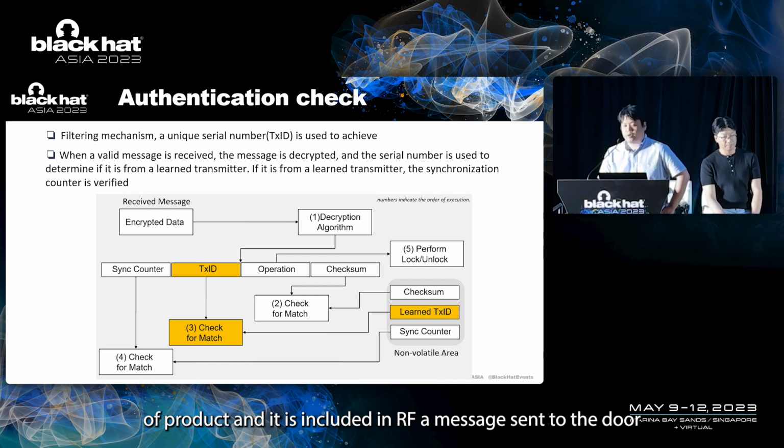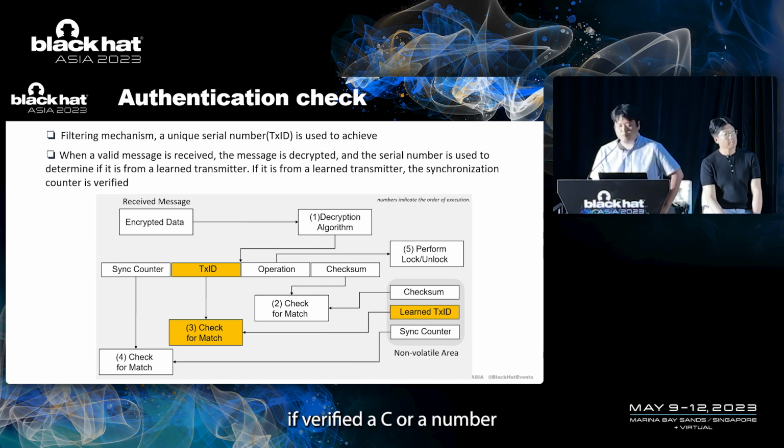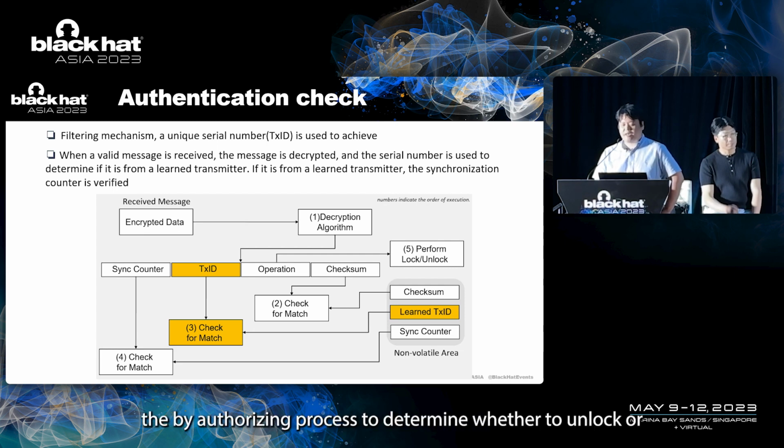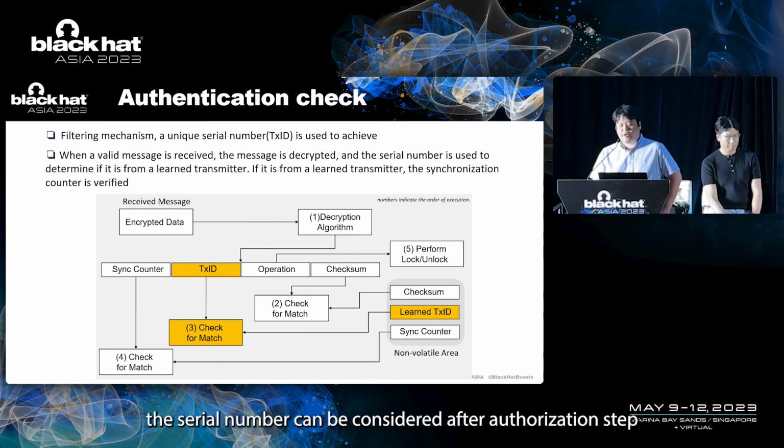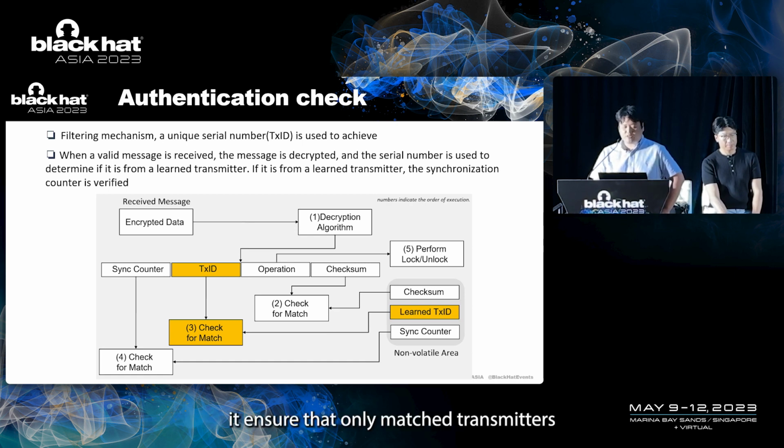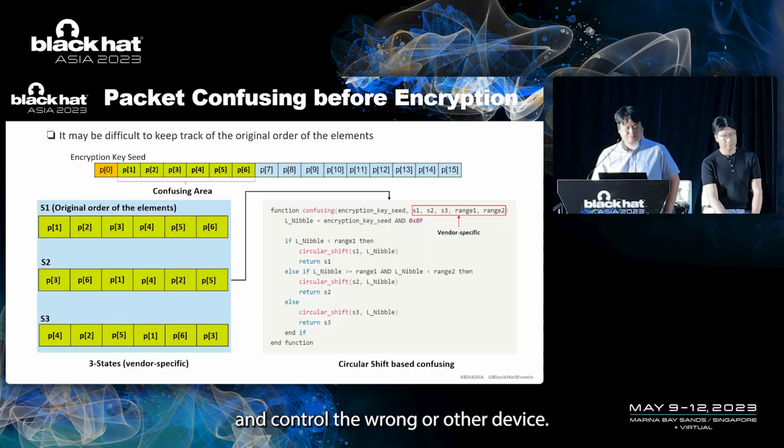The serial number is used to uniquely identify each doorlock product, and it is included in the RF message sent to the doorlock. It verifies the serial number to confirm that the message was sent from a valid doorlock product, and then performs an authentication process followed by an authorization process to determine whether to unlock or lock the door. The process of checking the serial number can be considered an authorization step. It ensures that only matched transmitters are able to communicate with the receiver and control the lock or other device.